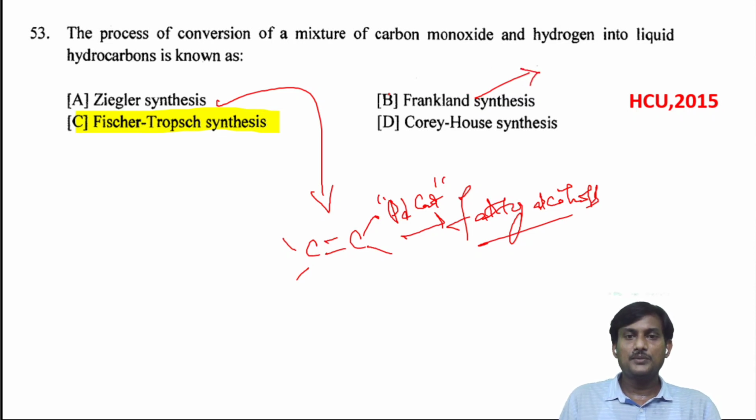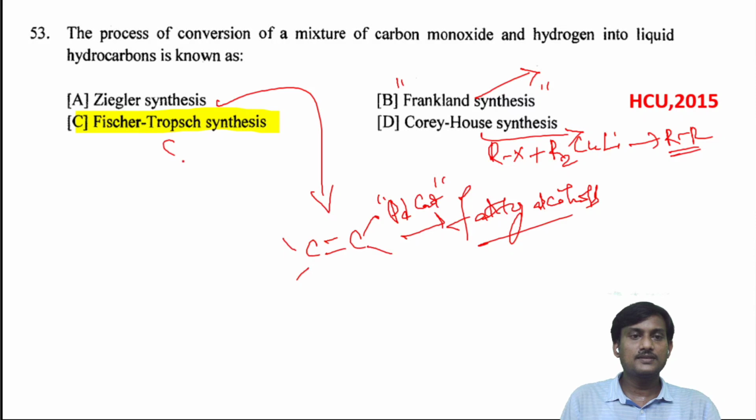Frankland synthesis is a modification of Wurtz reaction. We can prepare alkanes from alkyl halides by Frankland synthesis. Corey-House synthesis is also used for the synthesis of alkanes. In this reaction, we use alkyl halides and the Gilman reagent R2CuLi, and there is a formation of alkane.